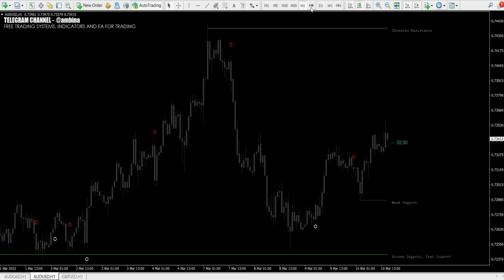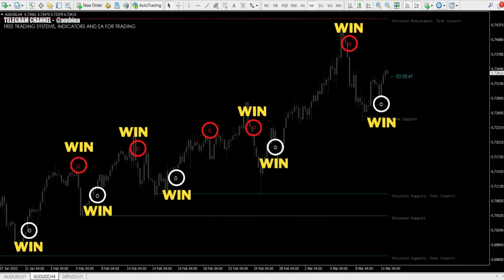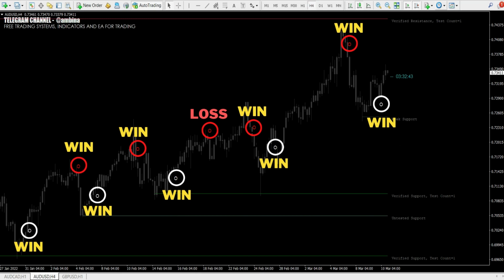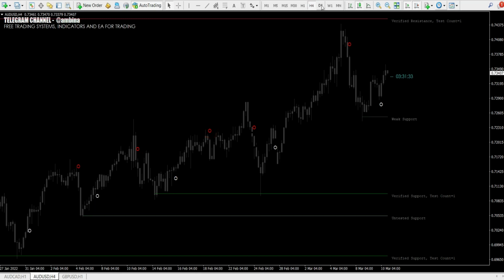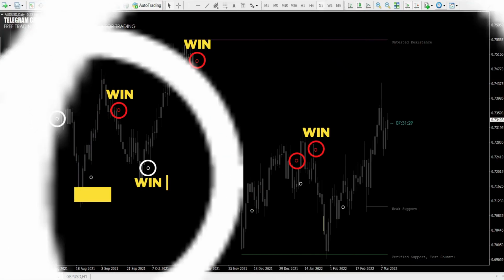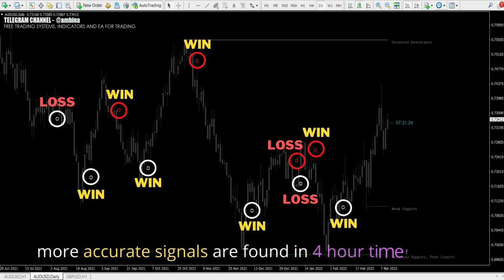Now let's analyze 4-hour timeframe signals. Okay, here out of 10 trades, 9 trades are in profit, and only 1 trade is in loss. Now let's analyze 1-hour timeframe chart signals. Okay, here out of 10 trades, 7 trades are in profit, and 3 trades are in loss. In this currency pair, more accurate signals are found in the 4-hour timeframe.